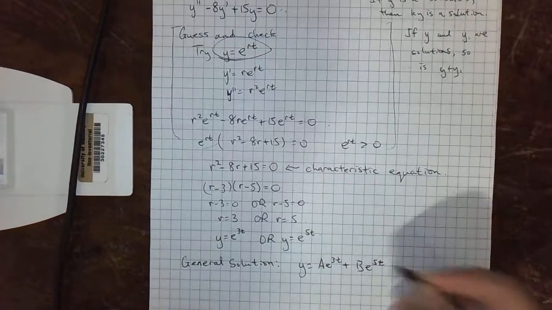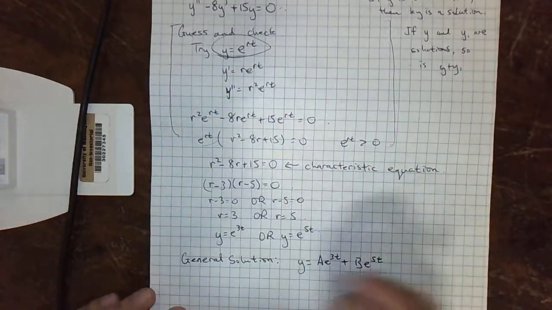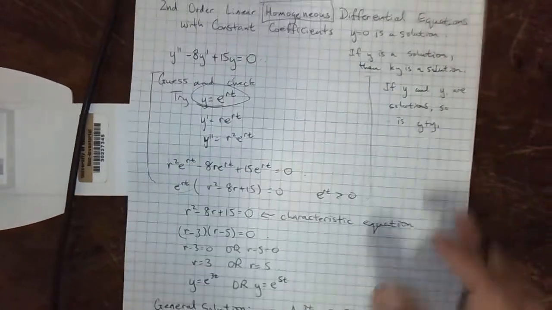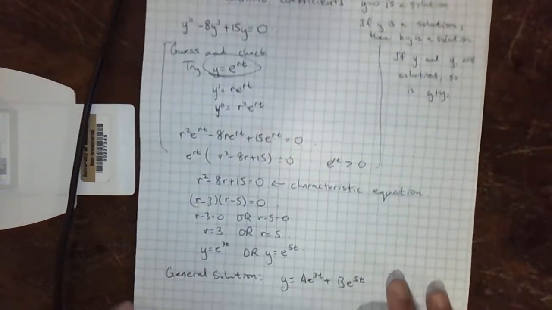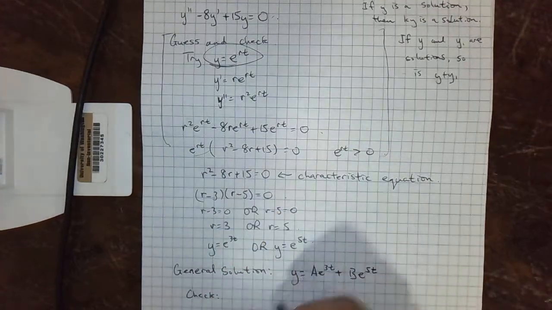That's going to, in general, be a solution. And there's two constants here, which we'll talk about in a minute. If you don't believe me, because maybe this was a little bit hand-wavy, let's just check it. So we're actually going to do some arithmetic.